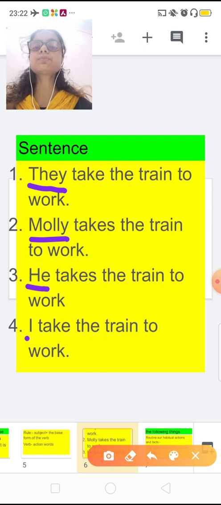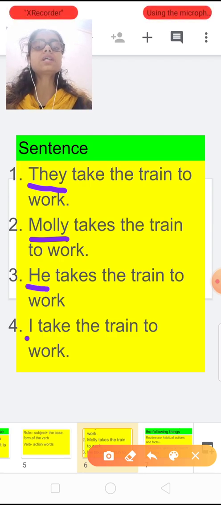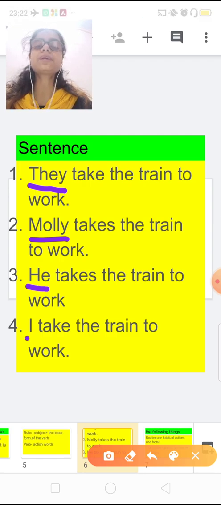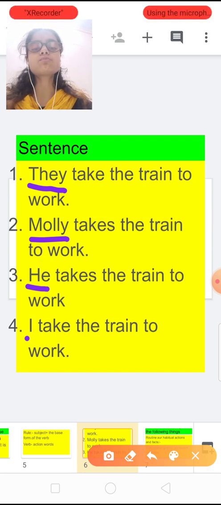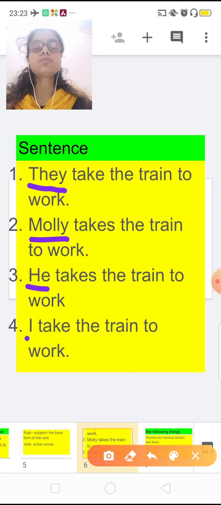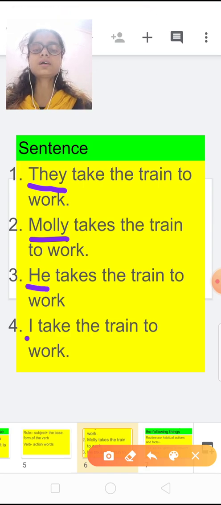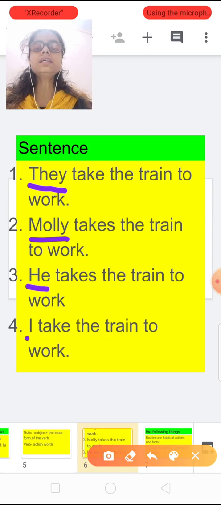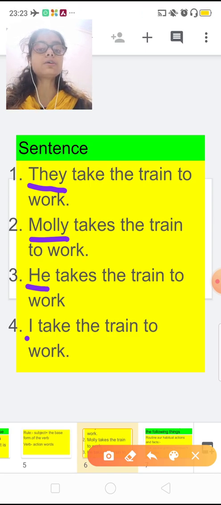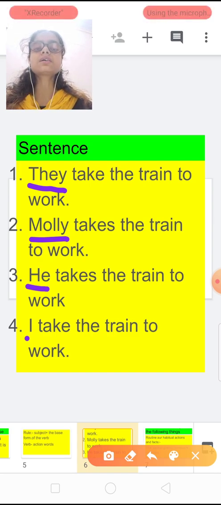Now they is plural, so we use: they take the train to work. So the predicate we can also use after that. Then Molly takes, because Molly is singular, so Molly takes the train to work. Now he, here as I told you, with the subject we can use both noun and pronoun. So he is a pronoun and he is also singular, it's a singular pronoun. So he takes the train to work.